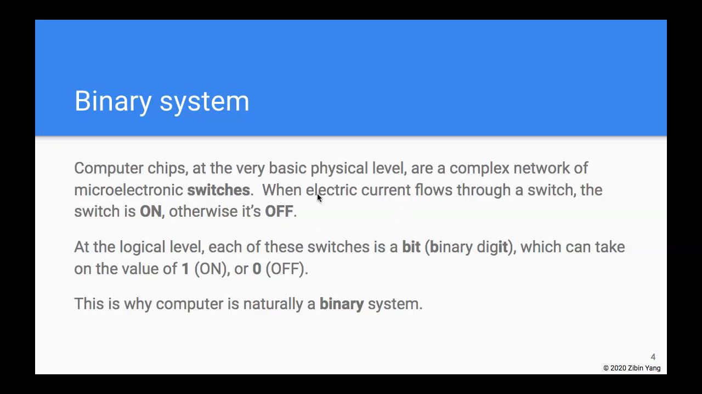Now, that's what happens at a physical level, and then we map these switches, whether they're on or off, to logical values. When a switch is on, it's a logical one. When a switch is off, then it's a logical zero. Now, these ons and offs are further mapped at a logical level to what we call bits, or binary digits. So you've probably heard before that computer systems, at least the current ones, are really just binary systems. And that has to do with on and off switches, or ones and zeros.